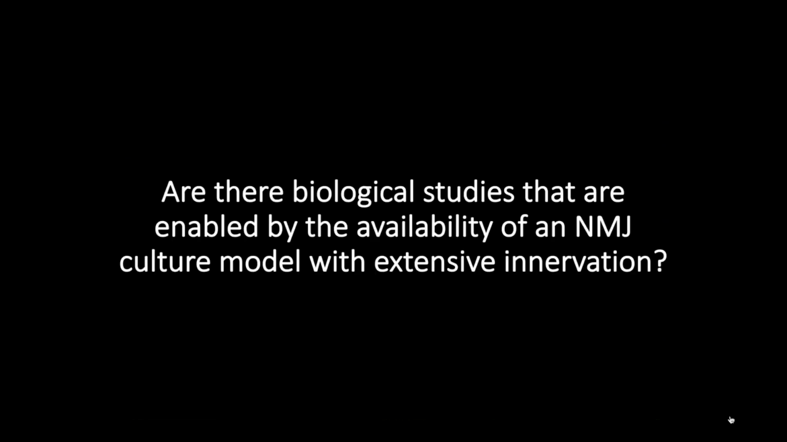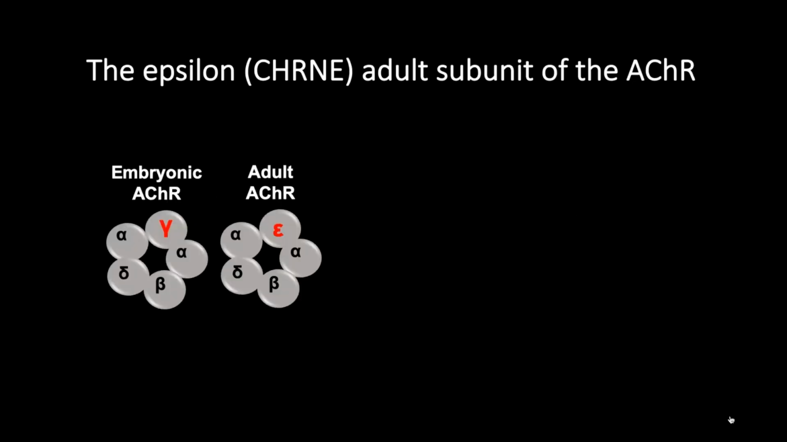And so with this system in hand, it allows us to ask the question: are there studies that are enabled by the availability of a neuromuscular junction culture model that has a really nice extensive innervation, like the one that I've just shown you? One of the aspects of neuromuscular junction maturation that's been very well known is the transition between the embryonic form of the acetylcholine receptor and the adult form of the acetylcholine receptor.